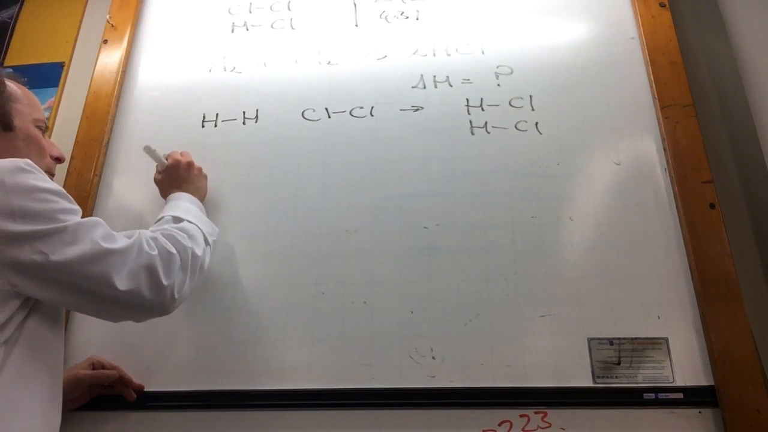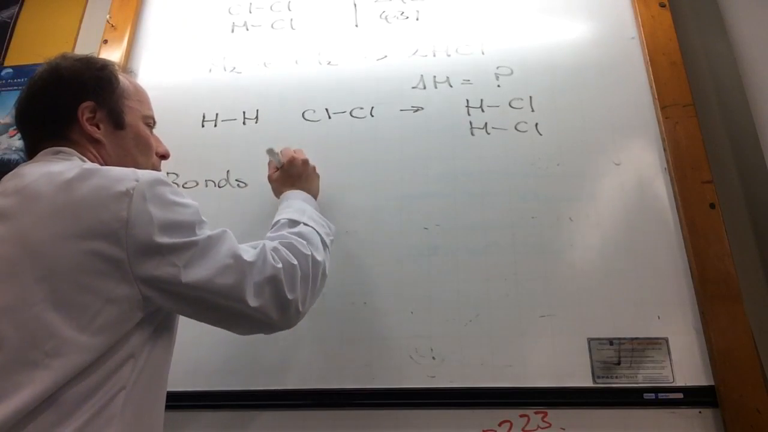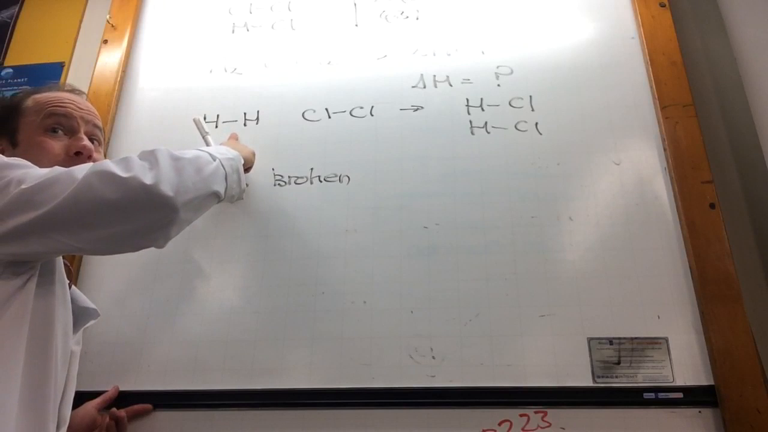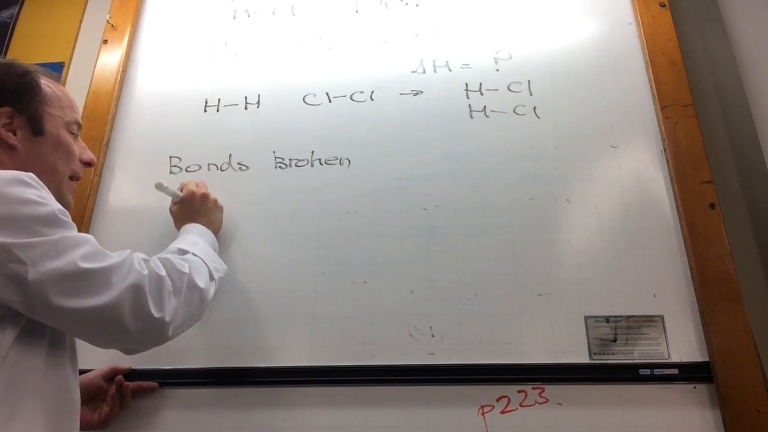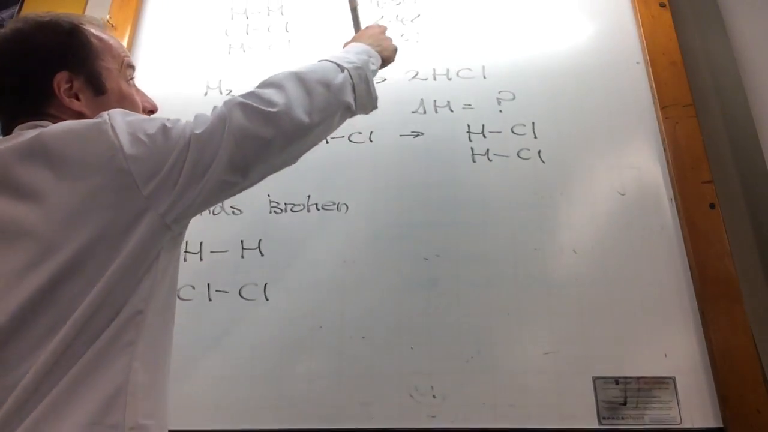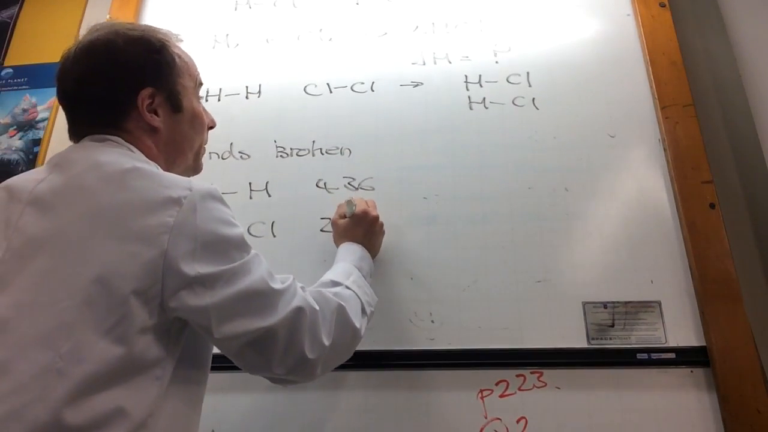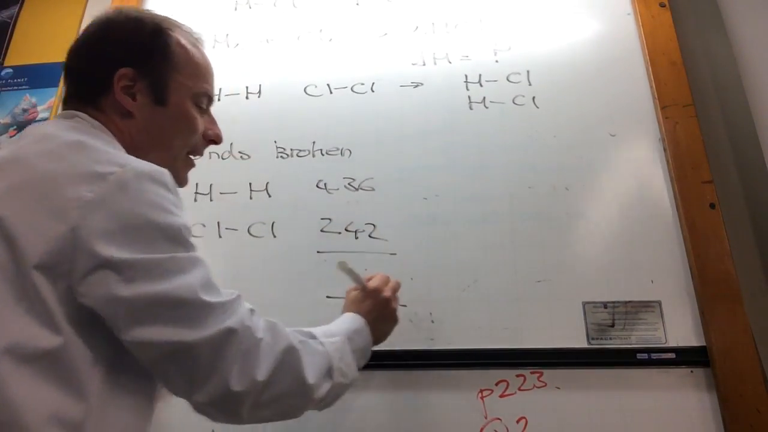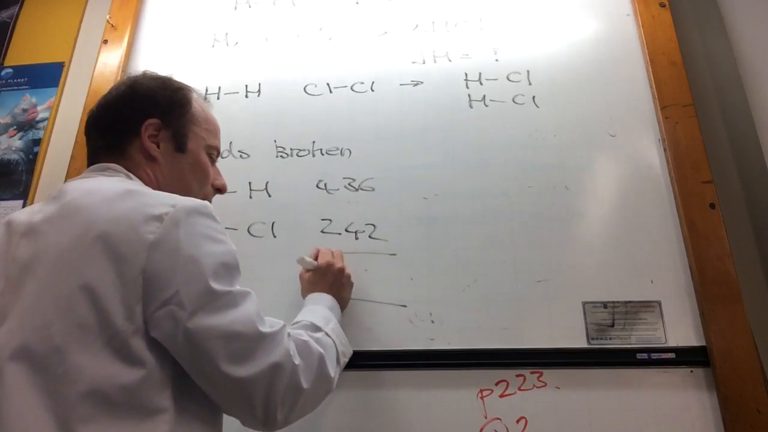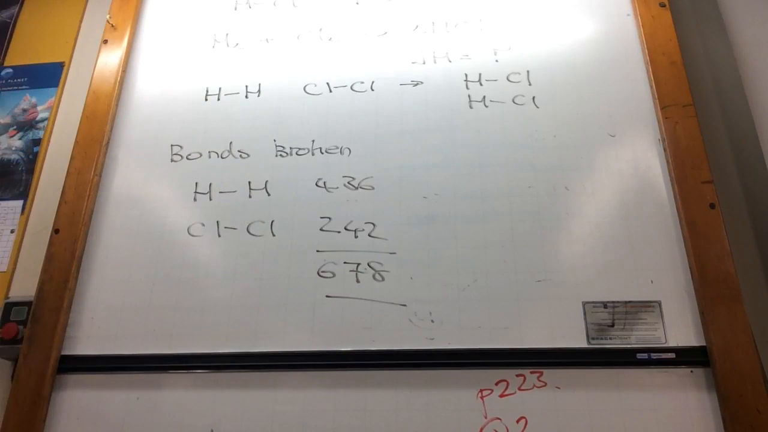Okay, which bonds am I breaking? So bonds broken. You break all the bonds in your reactants. What's that? I'm breaking an HH bond and I'm breaking a Cl-Cl bond. An HH is 436, a Cl-Cl is 242. You add them up and it comes to 678 kilojoules per mole.